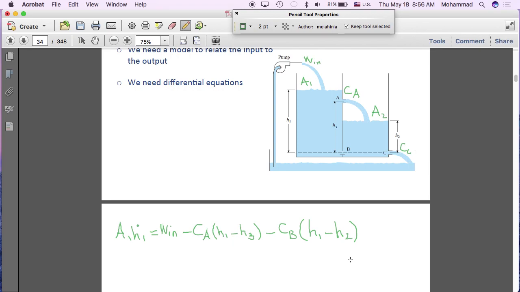So it captures that, and that's how a model should be. It shouldn't be dependent on whether or not H1 is more than H2. It should capture all possibilities. Okay? So what am I missing? Anything? Okay, so that's tank 1. Should we move to tank 2?